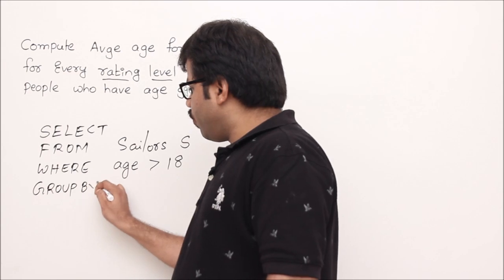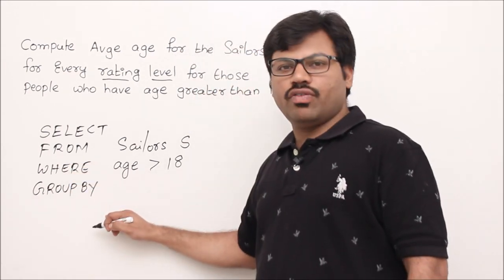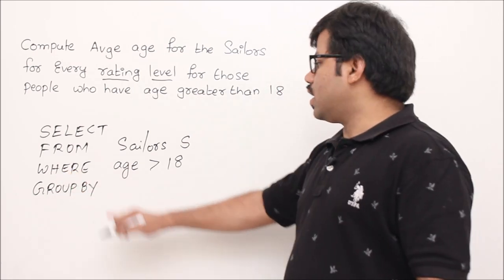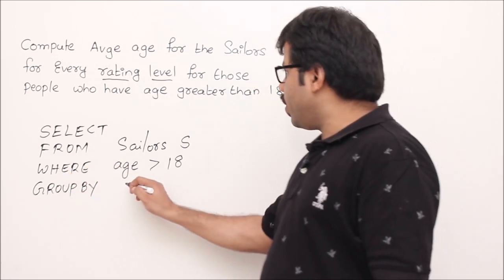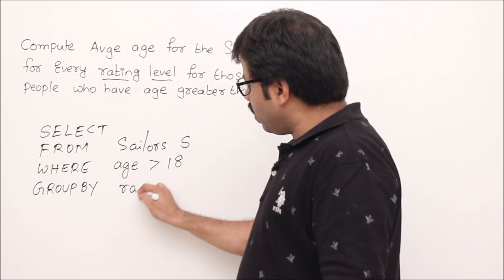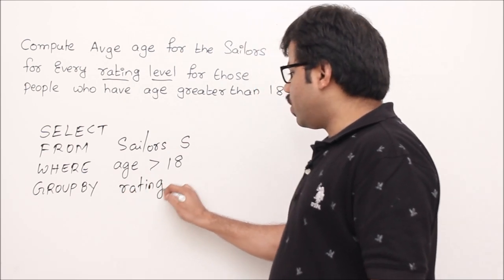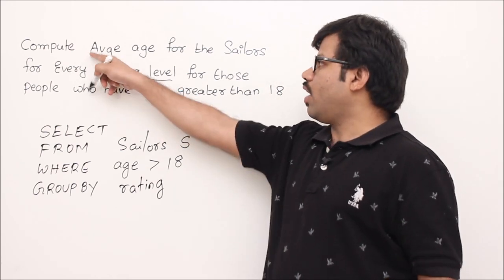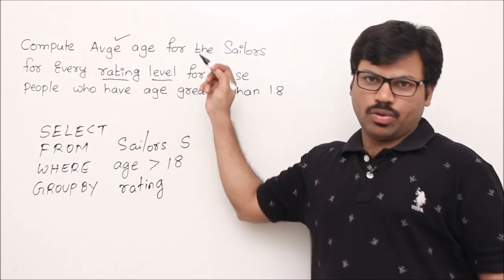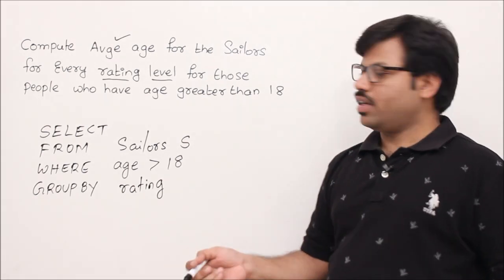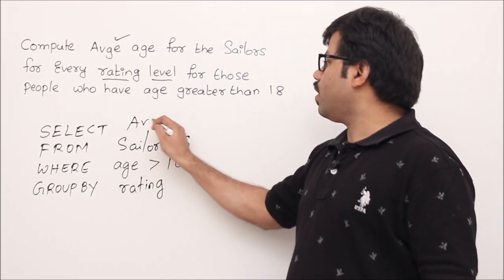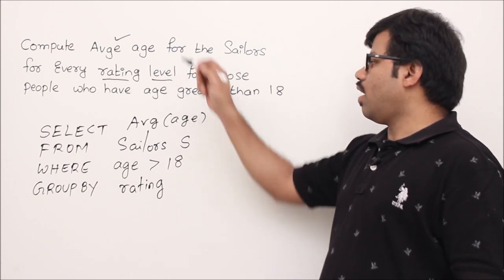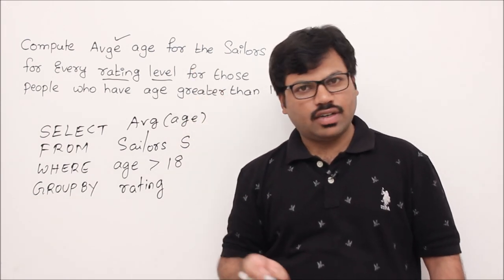Sir, why are you doing where first? Why don't you write group by first? If I write group by, then I can't write the where clause later, correct? That's why the order is like this. So group by which field? Rating level. So rating. After that, do you want to discard any group? No. For every group we have to compute average age according to the problem. So having is not required. Then simply compute average of age. That's it. Automatically our requirement will be satisfied. Understand?